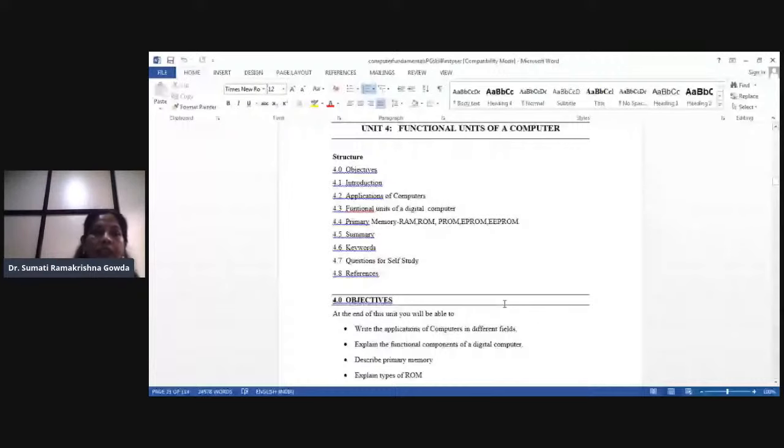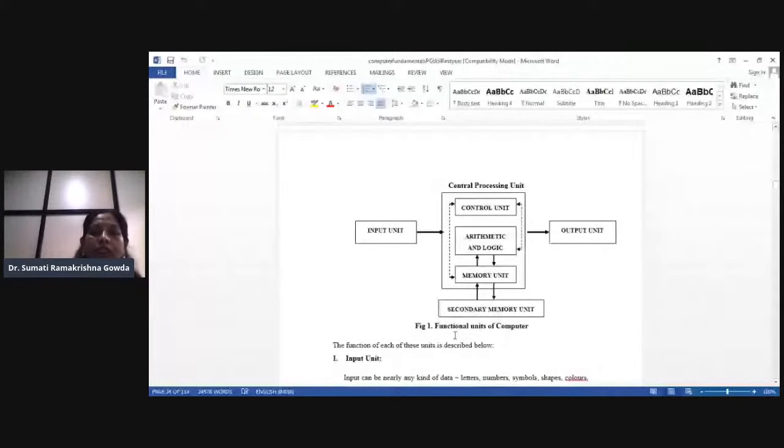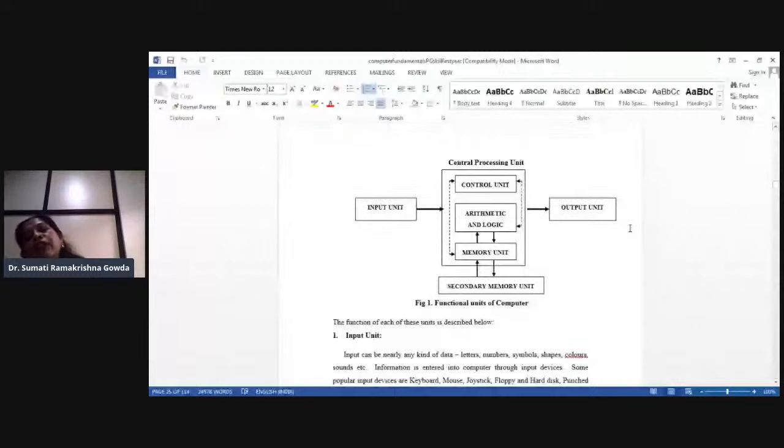All that I've explained. Tomorrow I will explain the classification of computers, then the primary memory: RAM, ROM, PROM, EPROM, EEPROM. They are all the primary memories. I will explain what RAM and ROM mean. All this is the functional unit of a computer. Whatever the input, this is the functional diagram of a computer. All this I have explained in a comprehensive manner.